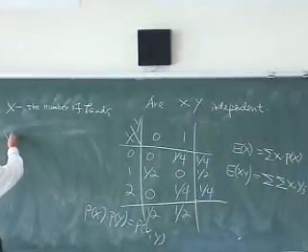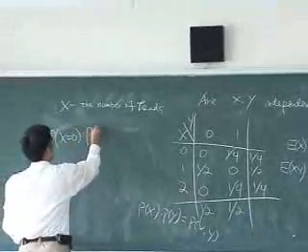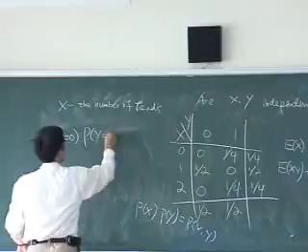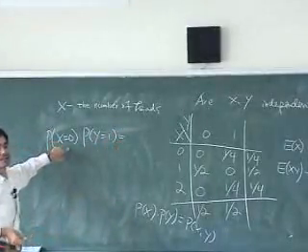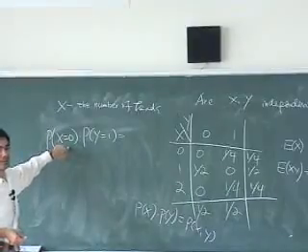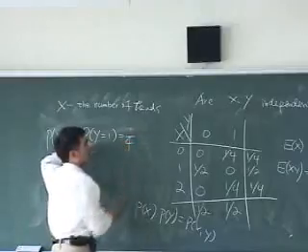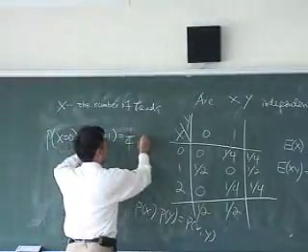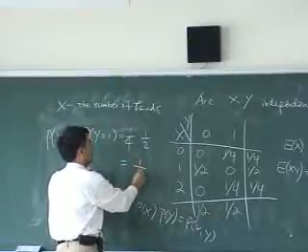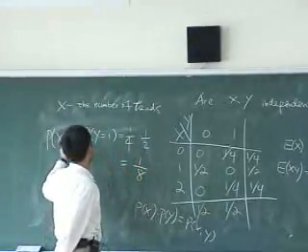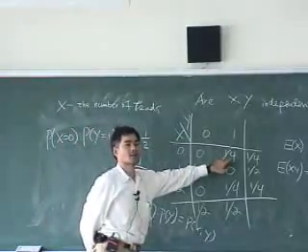So P(X=0) times P(Y=1). What is this equal to? P(X=0) is equal to 1/4, right? Y equals 1? 1/2. So what is that equal to? 1/8. But when X equals 0, Y equals 1, what is that?